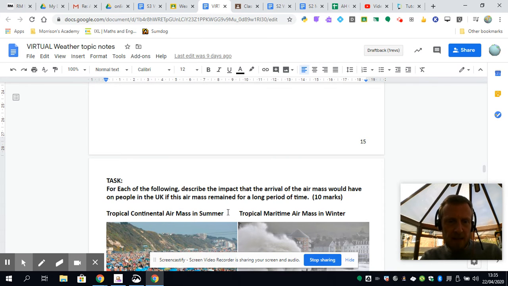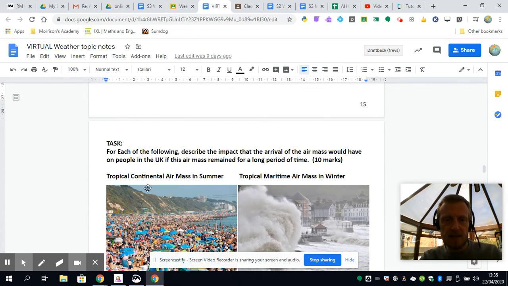So tropical continental air mass in summer. Tropical continental, that means it's going to be hot because it's tropical. It's going to be dry because it's continental. And it's summertime. And it arrives in Britain and it's going to bring clear skies. There'll be no winds. It'll be baking hot during the day. Probably temperatures will drop a bit at night because you'll have clear skies, and you're going to get no rain for weeks on end.